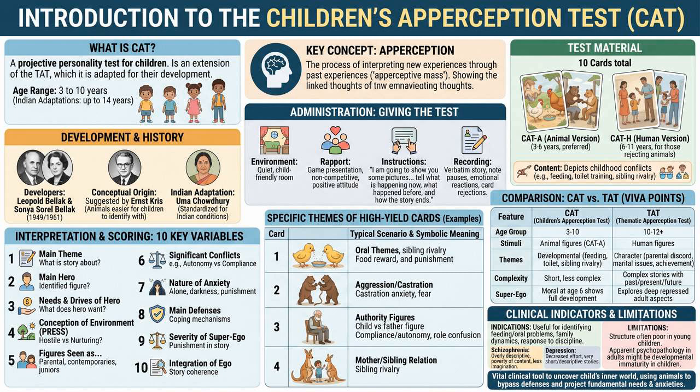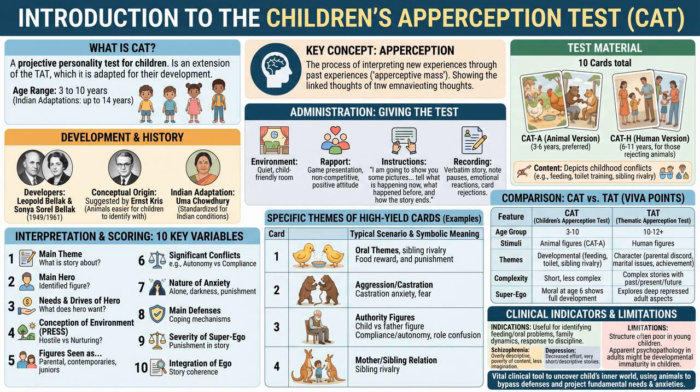The key concept here is apperception, which is the process by which new experiences are interpreted and transformed through past experiences to form a new whole. The test was developed by Leopold Balak and Sonia Sorel-Balak. The conceptual origin for using animal figures was suggested by Ernst Kriss, based on the premise that younger children identify more easily with animals than with humans. It was later standardized for Indian conditions by Uma Chowdhury.